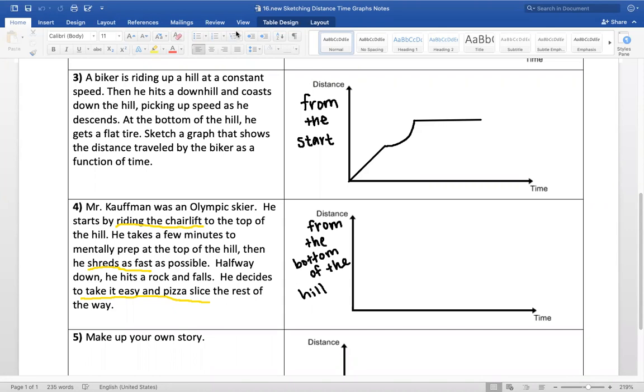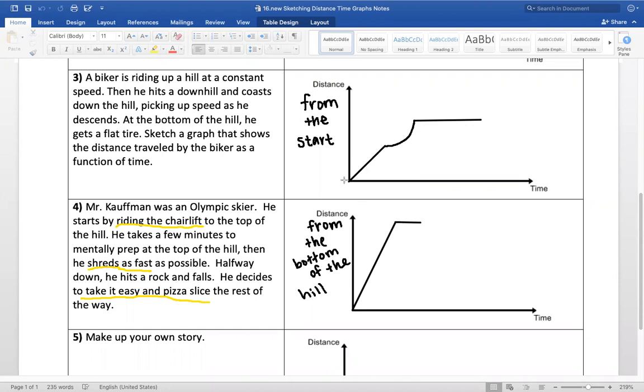All right, let's go over this. So when he is riding the chairlift, it is going to go at a constant speed to the top of the hill. So I'm going to have this start. Oh, that's not what I wanted. I thought I had my straight line. Whoops. Okay, this is going to go at a constant speed from the bottom of the hill to the top of the hill. And that is my chairlift. Okay, at the top, he mentally preps. So while he's mentally prepping, he's not moving. So this is going to be a flat at the top of the hill.